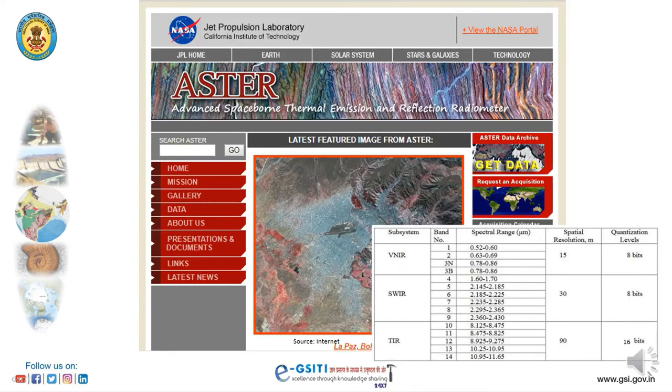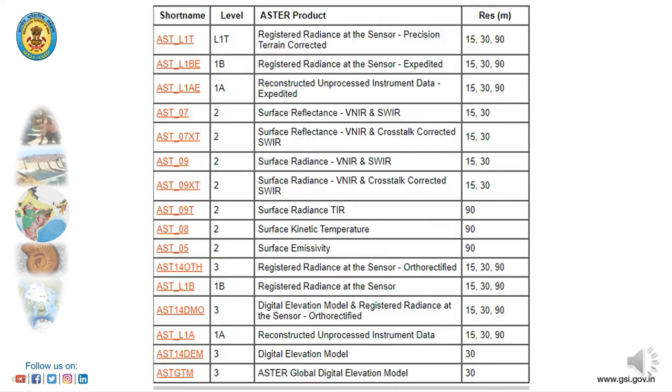ASTER, Advanced Spaceborne Thermal Emission and Reflection Radiometer, has wide application in the field of geoscience, especially used for alteration mapping because of the availability of shortwave infrared bands. Most of the alteration minerals have specific reflectance and absorption characteristics in the shortwave infrared region, which is widely used for various geological mapping and mineral investigation purposes. There are various ASTER products available. As we explained earlier, they are in DN, radiance and reflectance data. Other than that, we also have the digital elevation model, that is ASTER GDEM, available.